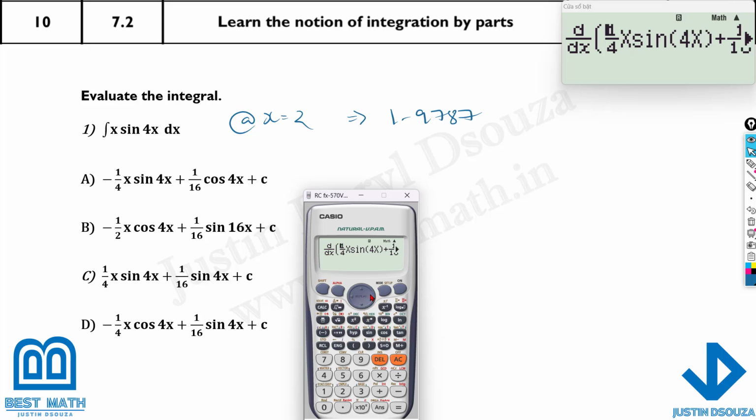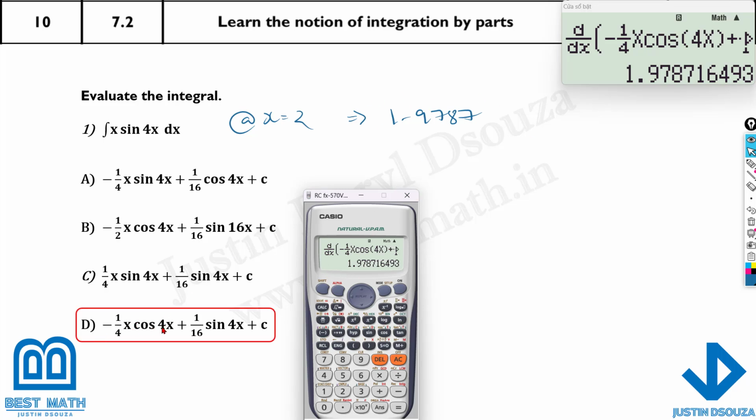Just the minus sign goes off and then it's same here. And here it is 1 by 16. It is sine 4x. Is it correct? No, it is not as well. Let's try the last one. Minus x sine, it is cosine here, 4x, and then we have 1 by 16 sine 4x. Let me check this. Oh yes, this is correct. So I'm not going to do the option B, but you can try the option B. It will not be the same one. So option D is the correct answer here.